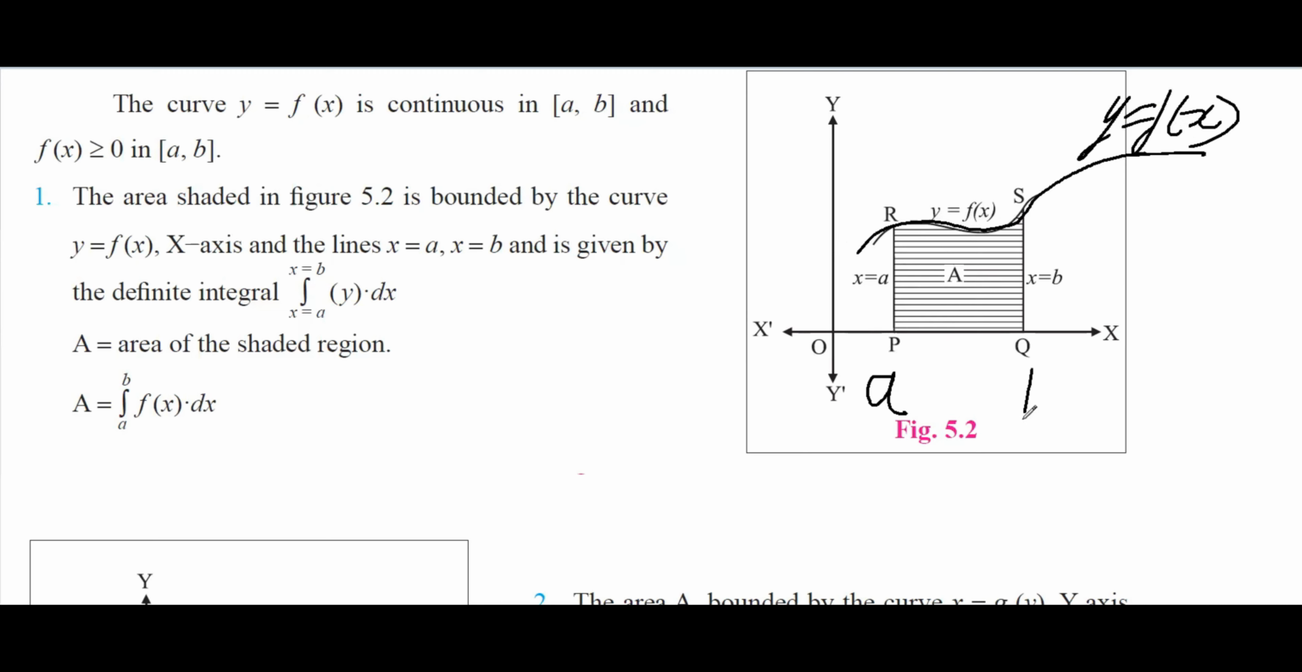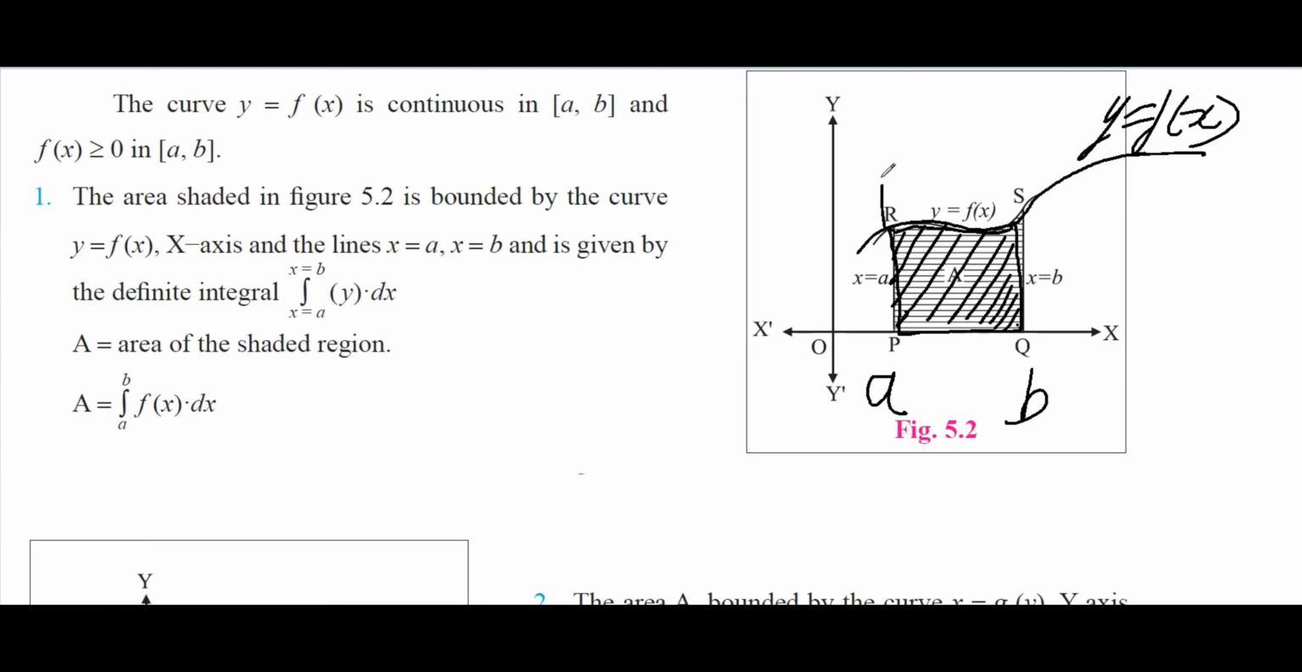It is continuous in this closed interval from a to b, and f of x is greater than or equal to 0 in the closed interval a to b. That means this part will be above the x axis. Greater than or equal to 0 means this. So this area from here to here, this area we calculate, how we calculate, A is equal to integral a to b f of x dx.